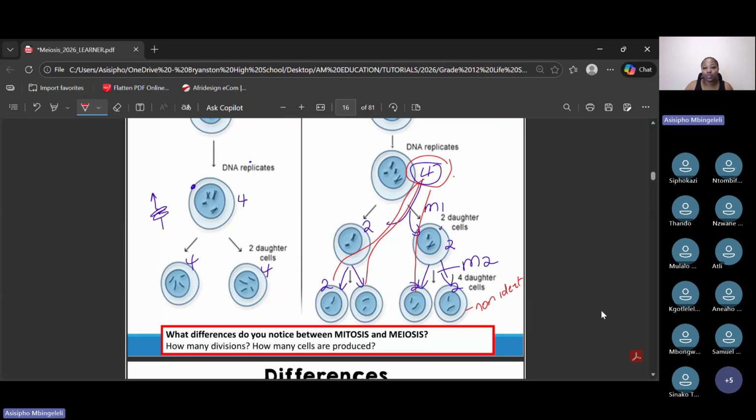So if you ask yourself these questions: how many divisions does each process have? Mitosis has only 1 division. 1 cell divides once, done. Meiosis has 2 divisions. 1 cell will divide to form 2 cells, and then those 2 cells will continue to divide, 2 divisions. So in mitosis there's only 1 division, in meiosis there are 2 divisions. How many cells are produced? In mitosis, we're producing 2 cells. In meiosis, we're producing 4 cells.